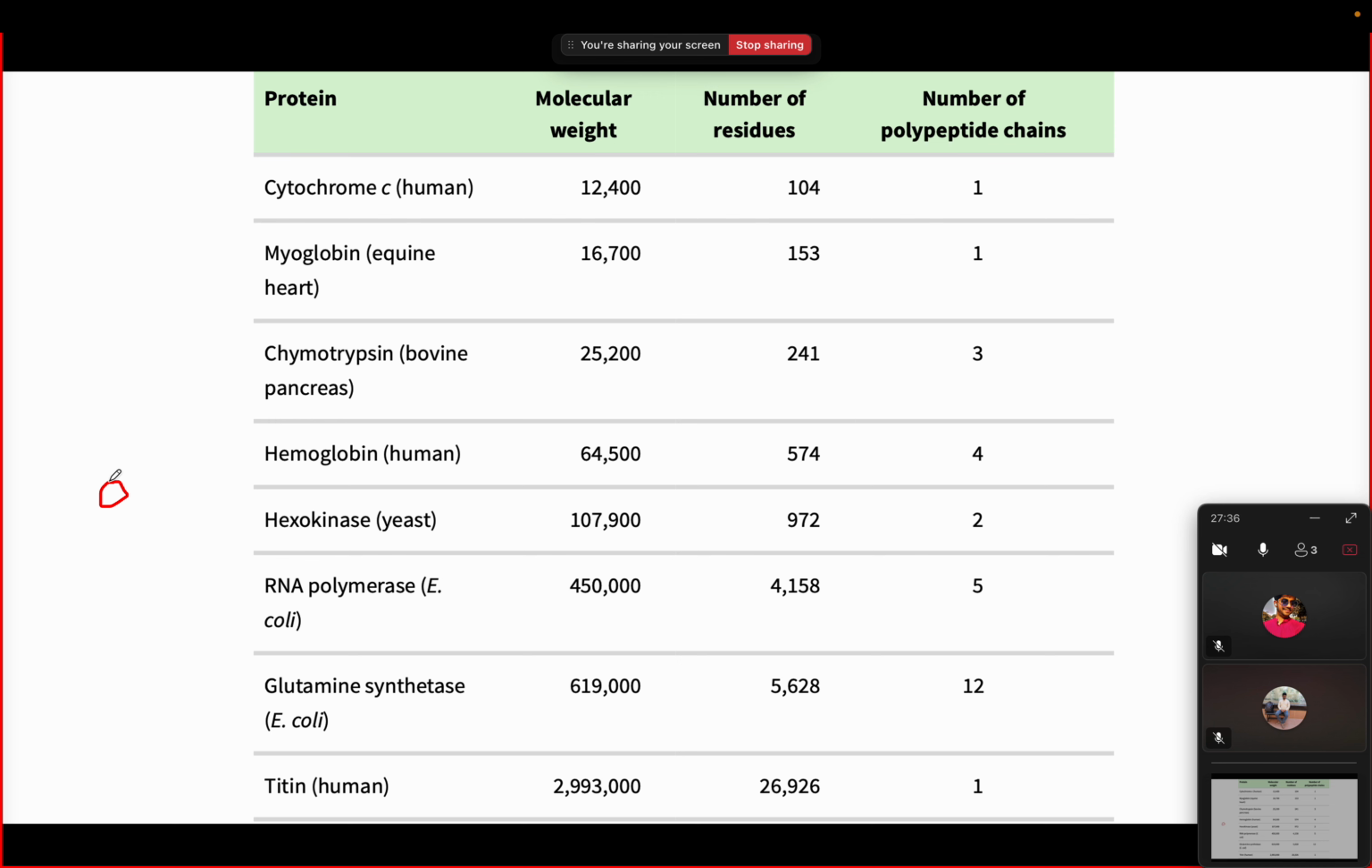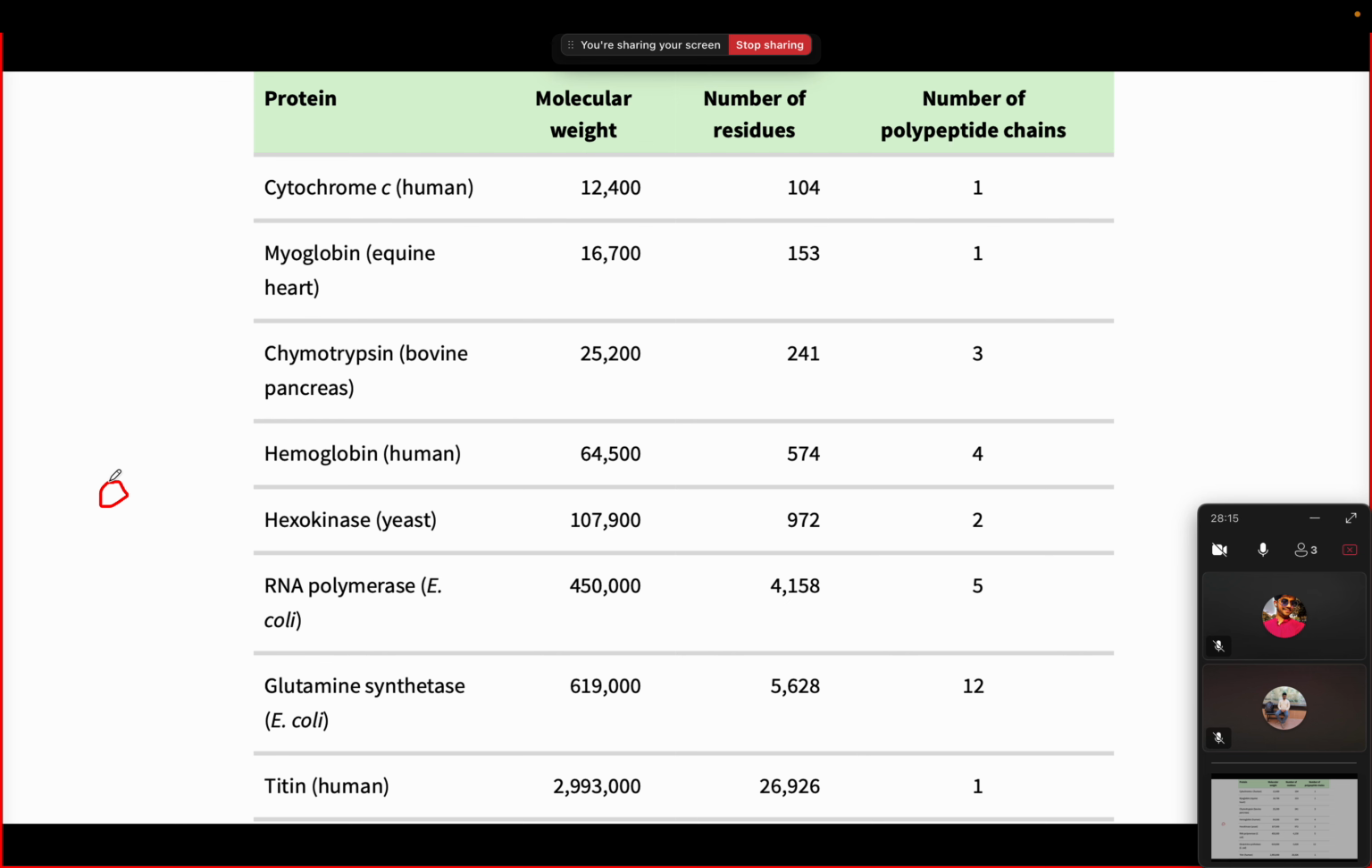So you can see even 104 amino acid residues can be in a single polypeptide chain. And similarly 153 residues, which is definitely more than 104, right? Even 153 amino acid residues can form a functional protein with just a single polypeptide chain. Another one is chymotrypsin. The weight of chymotrypsin is 25,200 Dalton. The residues are 241, and these 241 residues are repeated 3 times, which means it is a multimeric protein.